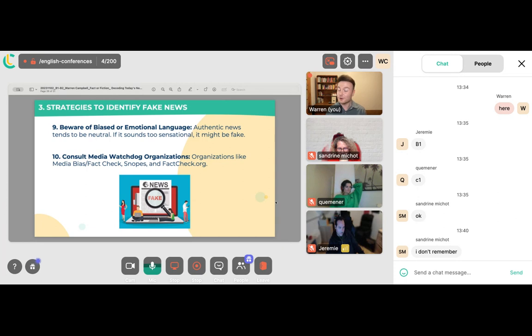Beware of biased or emotional language. So remember, the news should be as neutral as possible. Of course, there are some situations where it's difficult for a news organization to be neutral. Maybe in cases of genocide or really extreme situations happening in the world. But authentic news, overall, does tend to be neutral. If it sounds too sensational, it might be fake.